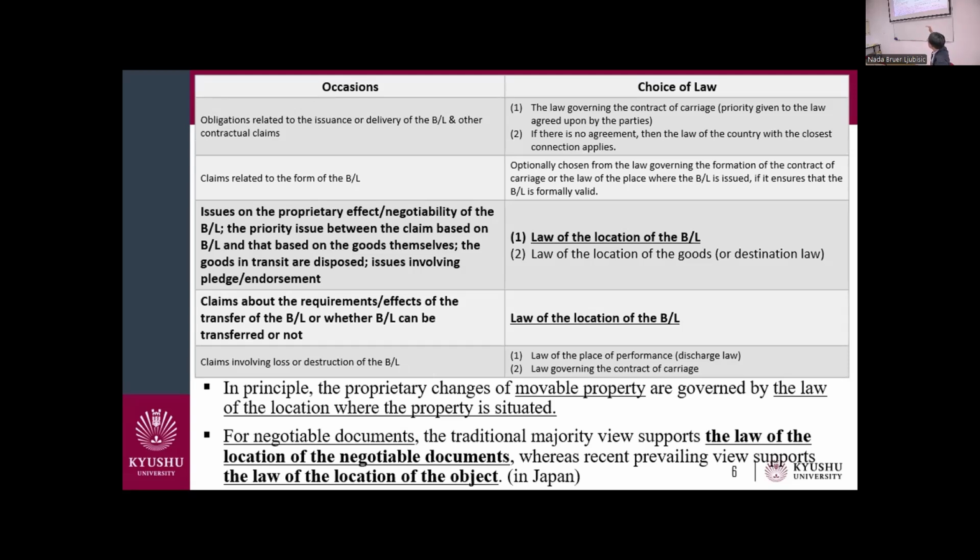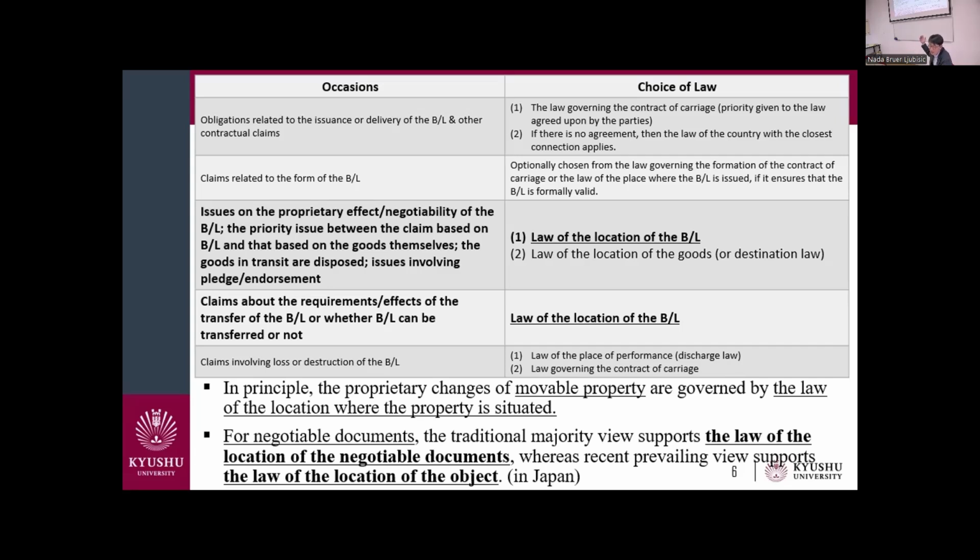There are a number of occasions, but I think what's related to the proprietary effect or property-related cases are the two in the middle on the table. So, for example, issues on the proprietary effect, negotiability of the bill of lading, when the case is related to the proprietary issue between the claim based on the bill of lading and the claim based on the goods themselves, or the case related to the goods in transit, and the goods are disposed of in transit, and when it involves issues related to pledge or endorsement.